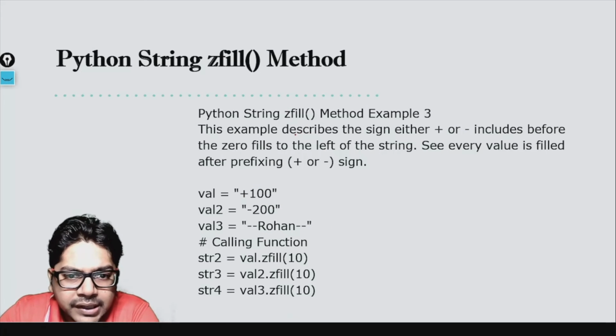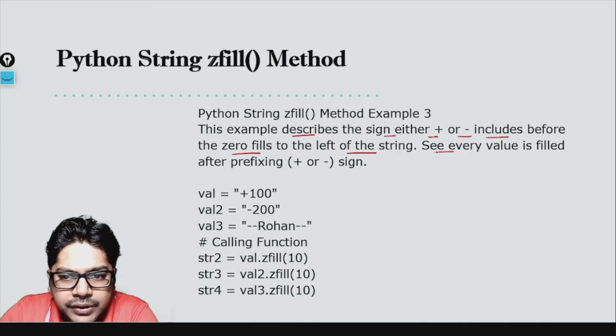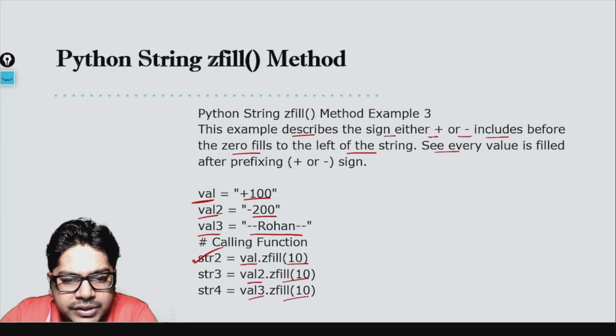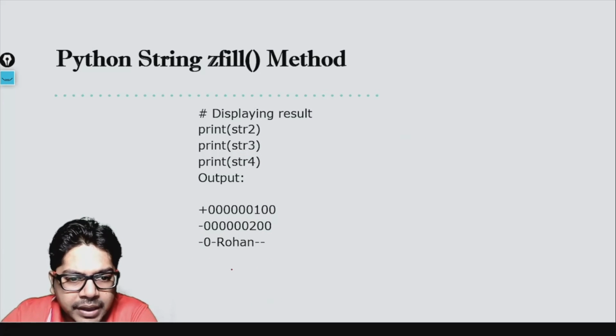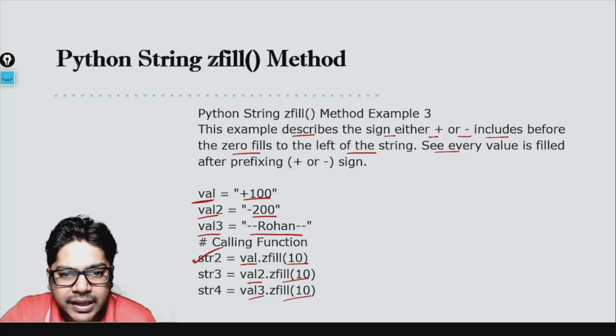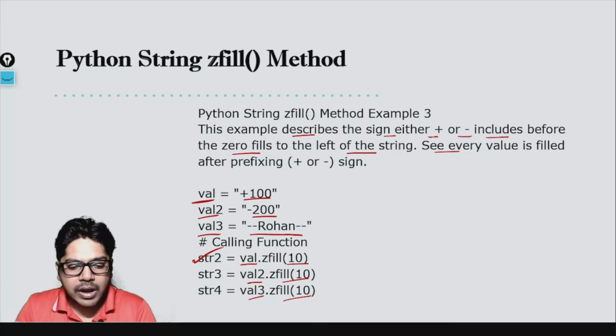Another example. This example describes that the sign, either positive or negative, is included before the 0 fills to the left of the string. Here val is plus 100, val2 is minus 200, val3 is hyphen hyphen rohan hyphen hyphen. Then str2 is val.zfill(10), val2.zfill(10), val3.zfill(10), and we print all of them to see where the 0 is coming. If there is a sign, it is going to put the zeros after that sign.